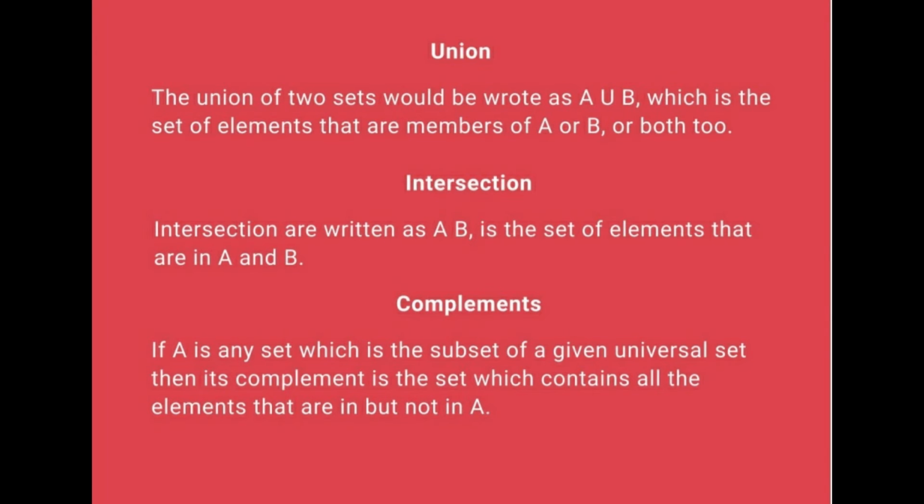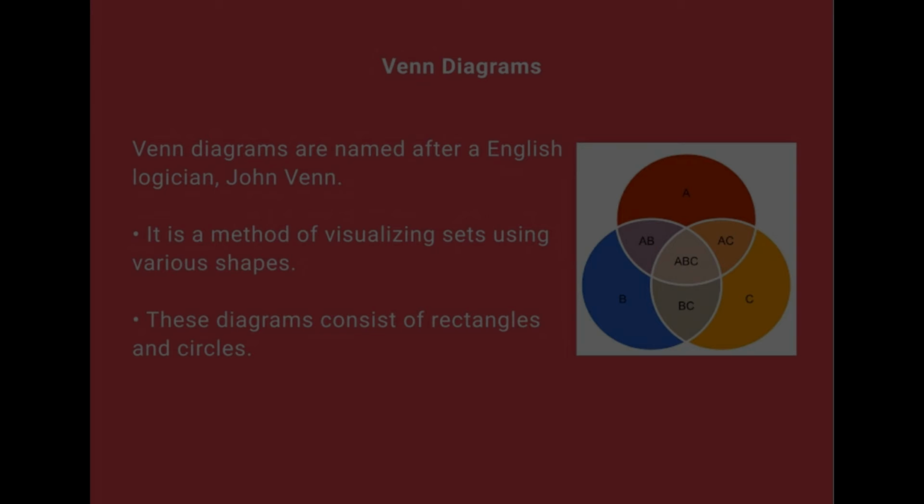Union. The union of two sets is written as A union B, which is the set of elements that are members of A or B or both. Intersection. The intersection of A and B is the set of elements that are in both A and B. Complements. If A is any set which is a subset of a given universal set, then its complement is the set which contains all the elements that are in the universal set but not in A.